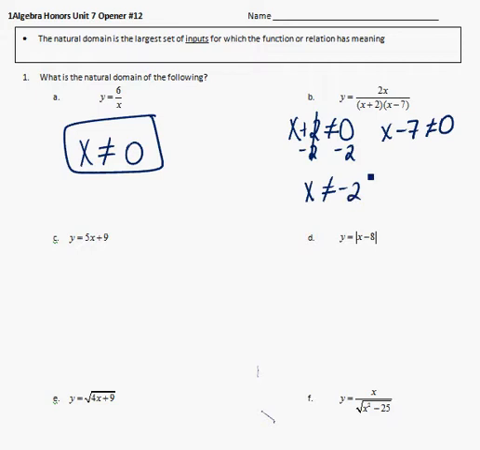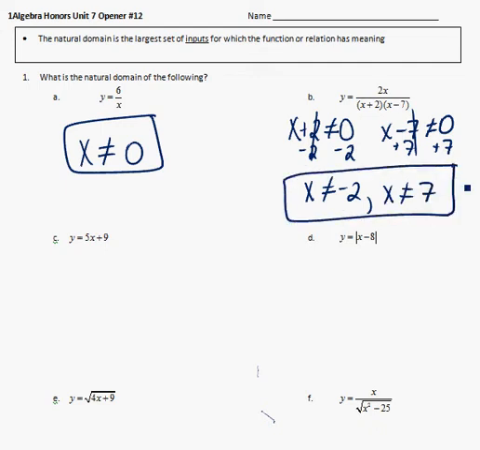X cannot equal negative 2, and also x cannot equal 7. X can be any real number except for negative 2 and except for 7, because when I substitute those in, I'm dividing by 0, which gives me an error.